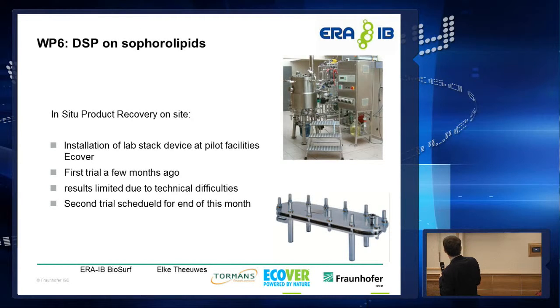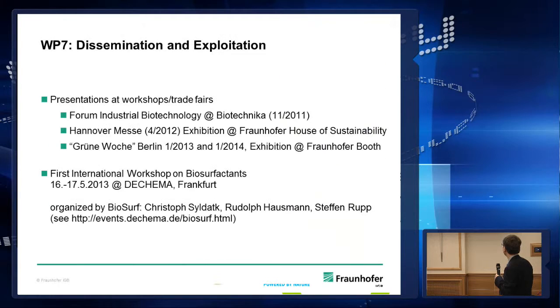This is a 300-liter fermenter to which a membrane stack is connected, containing these membranes. The first trial was just before Christmas. Currently, they are facing technical difficulties with the fermentation at this point, but we are still here in the process, hoping that this week or next week we have the final results from the upscale of this downstream processing. That is for the sophorolipids.